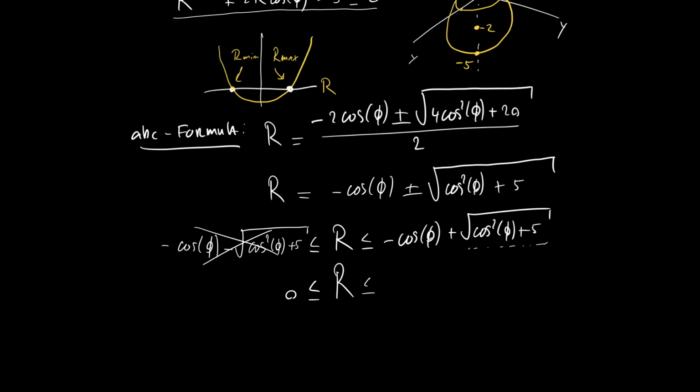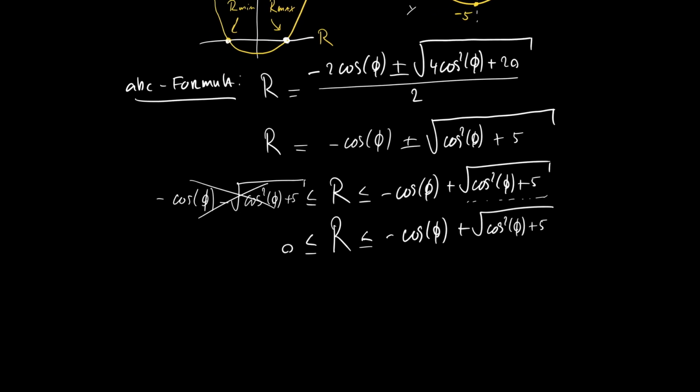And so this thing here is going to be a good upper bound. So cosine phi plus the square root of cosine squared phi plus 5. It's a complicated upper bound, but it's a correct upper bound. All right, so now that we have an upper bound and a lower bound for R, just take a look at the other variables. Let's start with phi.